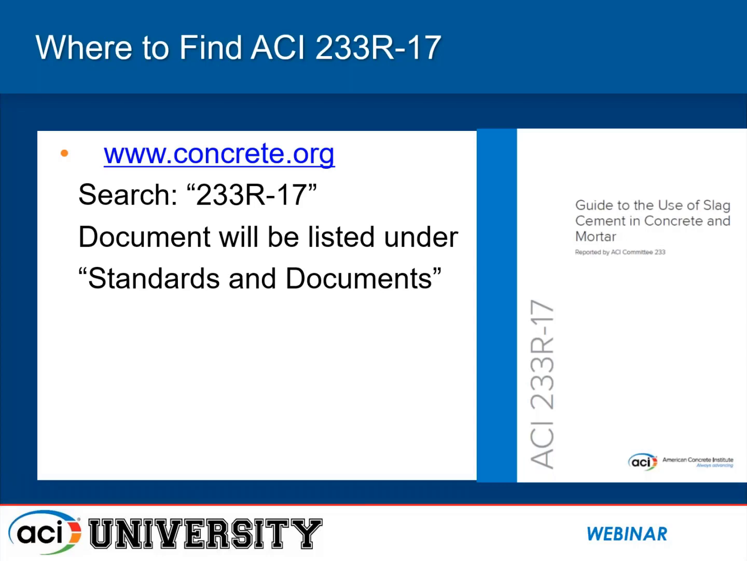Okay, now the guide, that's the picture of the guide on the right. You can search for it on the website. It's listed under standards and documents. It was last updated in 2017. I was the chair of the committee at the time it was revised.